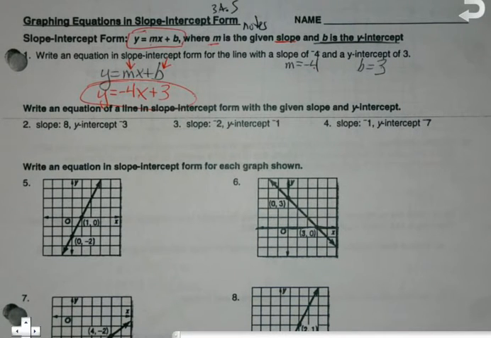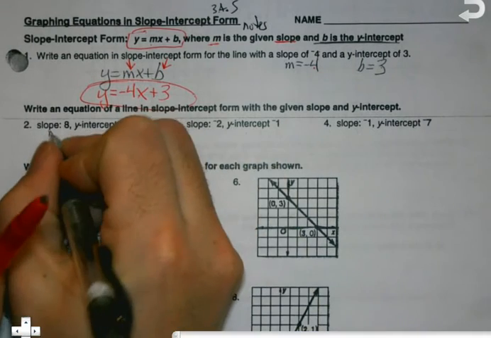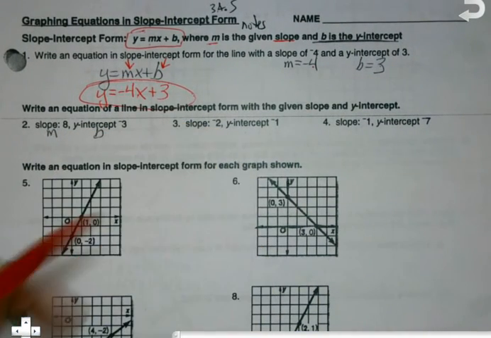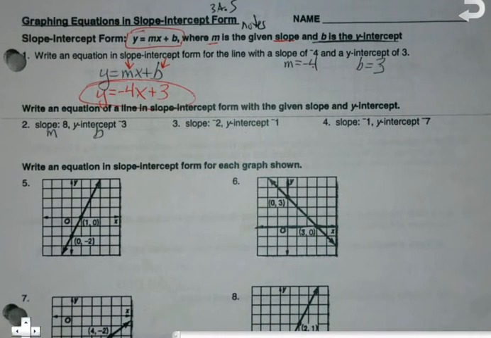So when we get to this next part, okay, the slope and the y-intercept, we're just doing the same thing. Because slope is always my m, and the y-intercept is always my b. And I'm always going to just plug into those two spots. So, what would my equation look like in number 2?